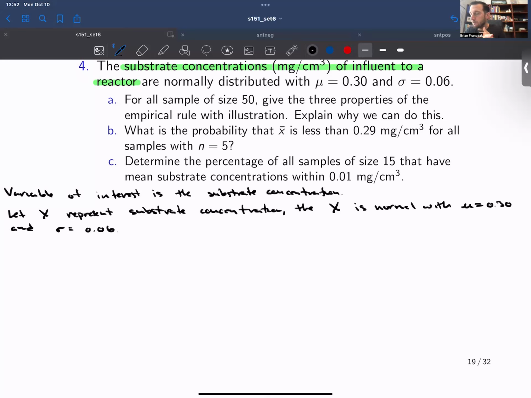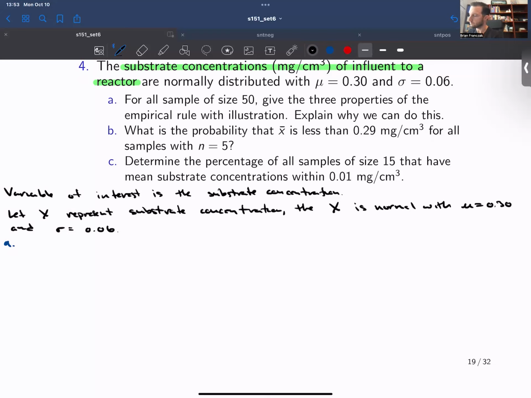In part A, it asks, for all samples of size 50, give the 3 properties of the empirical rule with illustration. Explain why we can do this. Okay, so first off, part A. The variable of interest is normal. That means the sampling distribution of the sample mean is also normal.